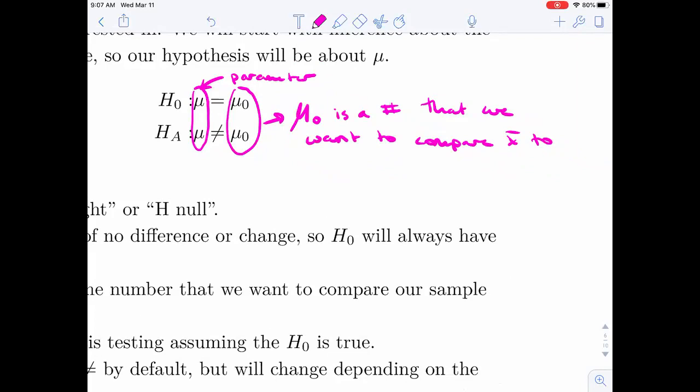The only difference here is that instead of an equal sign, I have a not equal to here. There's actually three options. The default is not equal to. That's just saying, is there a difference between these two things? Is there a difference in the mean odor thresholds of wine tasters and us normies? We don't care which direction this difference is going in.